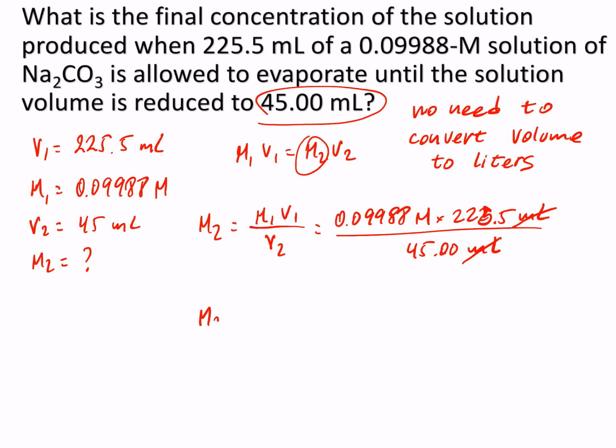So here in this case, after you finish this calculation, M2 is going to be equal to 0.5005 molar. So you are decreasing the volume of the solution by removing solvent out of the solution. Your initial concentration was probably, you can approximate that to 0.1 molar. Well, you are concentrating that solution to 0.5. You are ending up with a larger concentration.